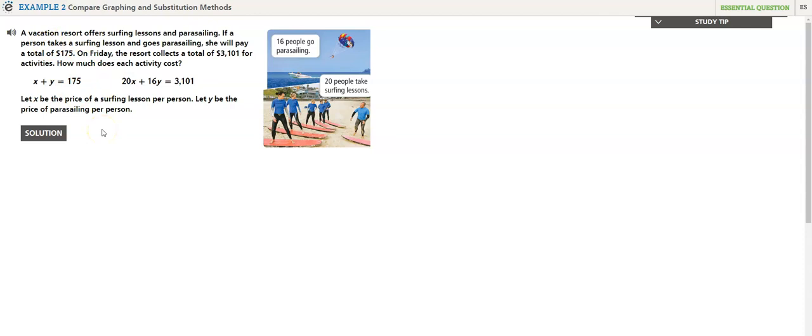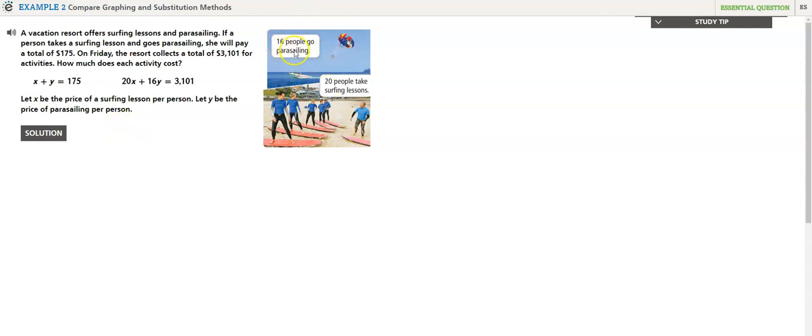So our problem is a vacation resort offers surfing lessons and parasailing. If a person takes a surfing lesson and goes parasailing, she will pay a total of $175. On Friday, the resort collects a total of $3,101 for activities. How much does each activity cost?